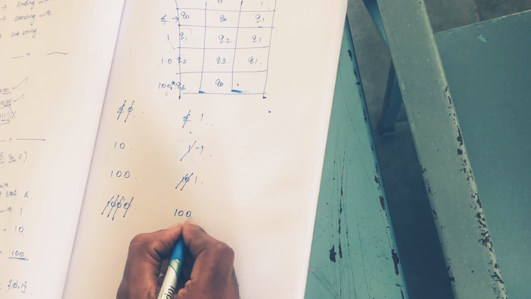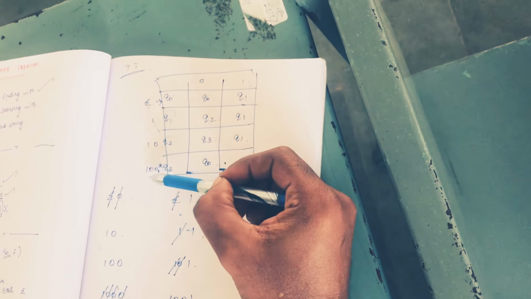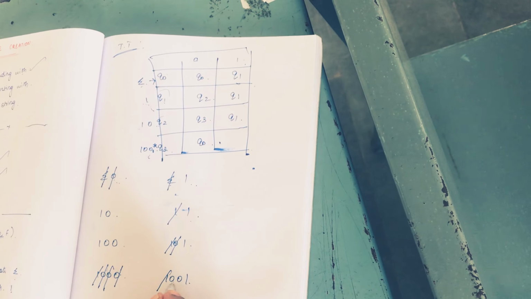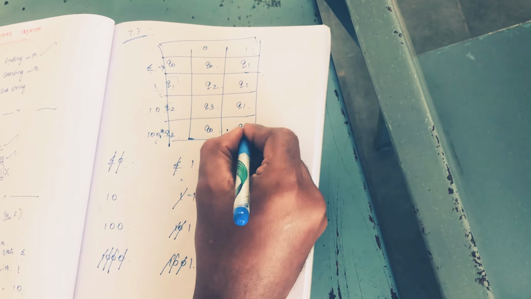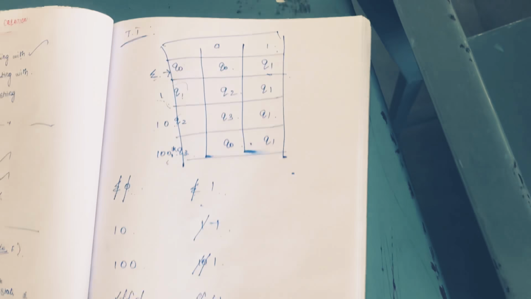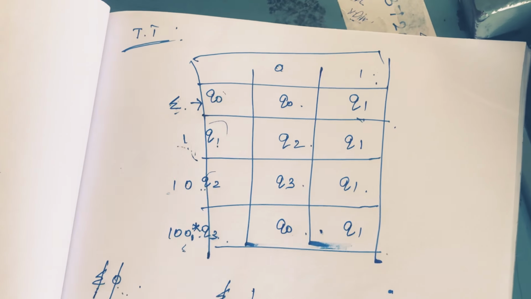Next, 1 0 0 1. Is 1 0 0 1 anywhere? No. 0 0 1 no. 0 1 no. 1 yes. Where? Q1. So Q1 is the answer. So we have completed the transition table. Now we are going to see the transition diagram.